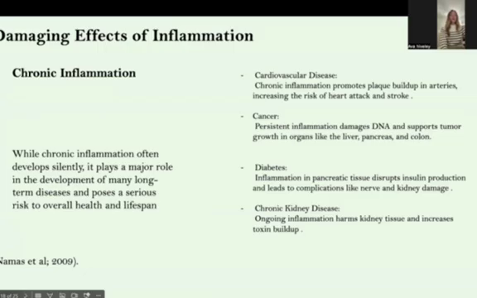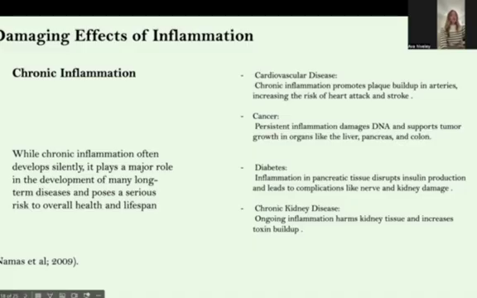For chronic inflammation, it often develops silently. It plays a major role in the development of many long-term diseases and poses a serious risk to overall health and lifespan. I know a few of these were mentioned previously of different diseases and illnesses that can be caused by chronic inflammation, but the first one is cardiovascular disease, which is chronic inflammation that promotes a plaque buildup in the arteries, increasing the risk of heart attack or stroke.